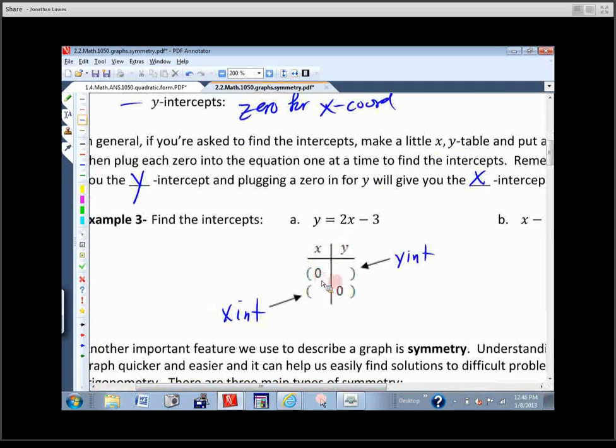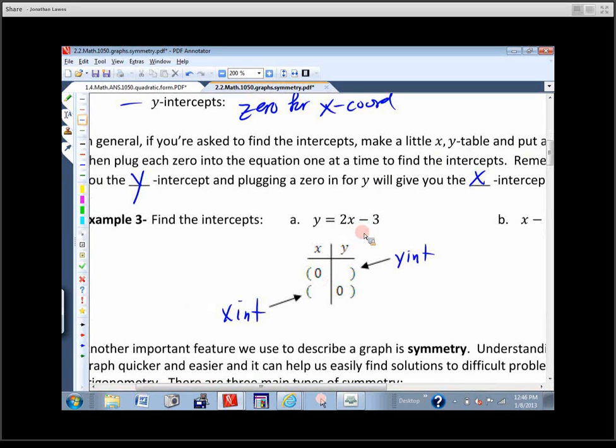If I want to find the y-intercept, well, gosh, this is in slope-intercept form, right? So you can look at it and you can tell what the y-intercept's going to be. But let's just verify that. This would be y equals 2 times 0 minus 3, so y equals negative 3. So the y-intercept is negative 3. Okay, and normally we write the whole point. We say the y-intercept is (0, negative 3).